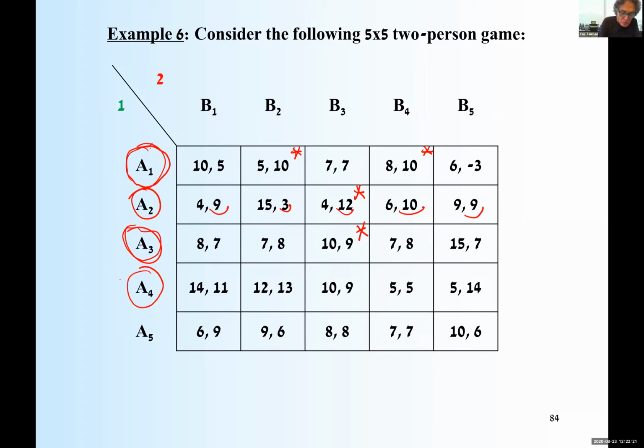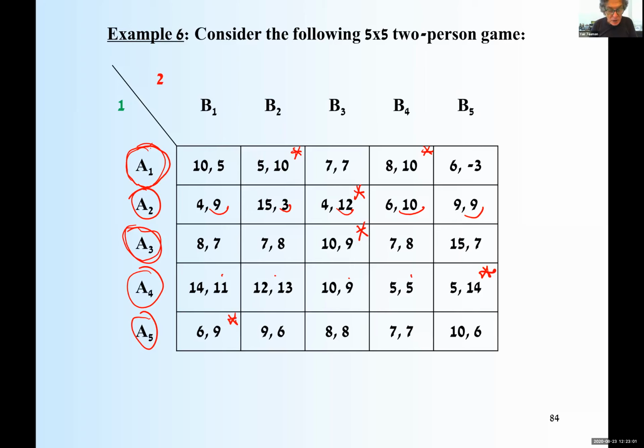Suppose I play A4. What is your strategy so that you have no incentive to deviate? You compare 11, 13, 9, 5, 14. 14 is the maximum. So if you play B5 when I play A4, you're best off. You don't want to deviate to B4, because then you go from 14 to 5. No to B3, you get 9. No to B2, because then you get 13. And no to B1, where you get 11. 14 is the best. Finally, A5. If I play A5, you just compare 9, 6, 8, 7, 6, and you designate the 9.